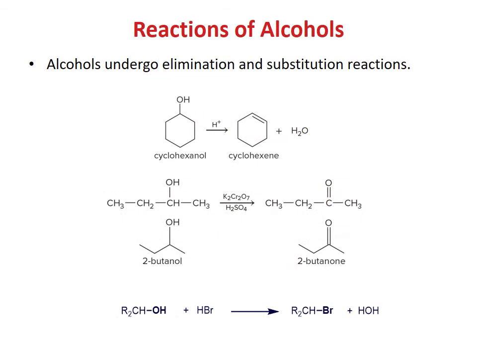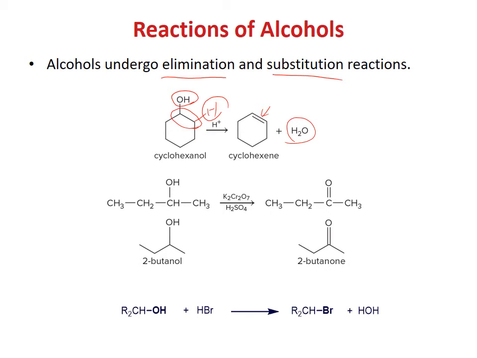Alcohols are saturated compounds, and they usually undergo elimination reactions and substitution reactions. In the first example, the hydroxy group and a hydrogen of an adjacent carbon are eliminated, forming a small water molecule. At the same time, the two carbons form a carbon-carbon double bond. So that's an elimination reaction.